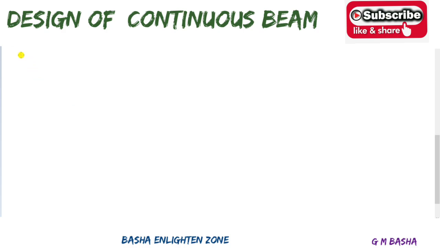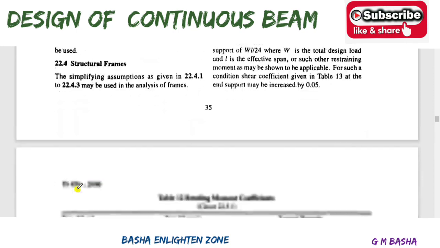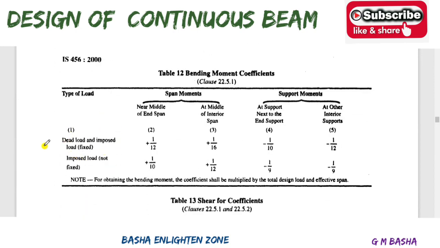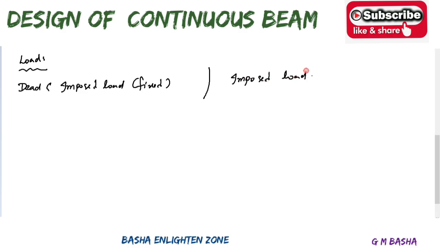Loads. So first point is, here in the code book, clearly observe what is there in the code book. Here dead load and imposed load fixed, imposed load not fixed. So here I will write both the conditions. Dead load and imposed load fixed, that is one condition. And again imposed load not fixed, and that is another condition what is given in the code book.